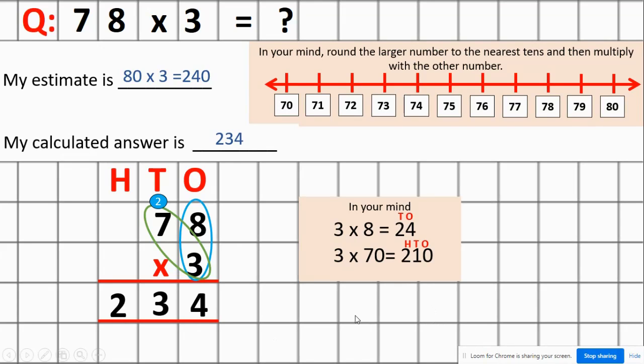Now go ahead and try out the sums by yourself in your notebook and correct the answers. Make sure to first estimate and then use the formal written method to calculate your answers. So that's all with the lesson today. Have a nice day.